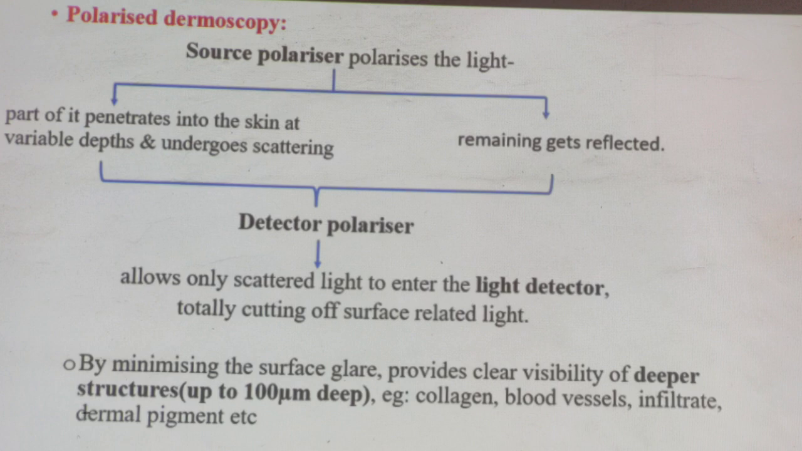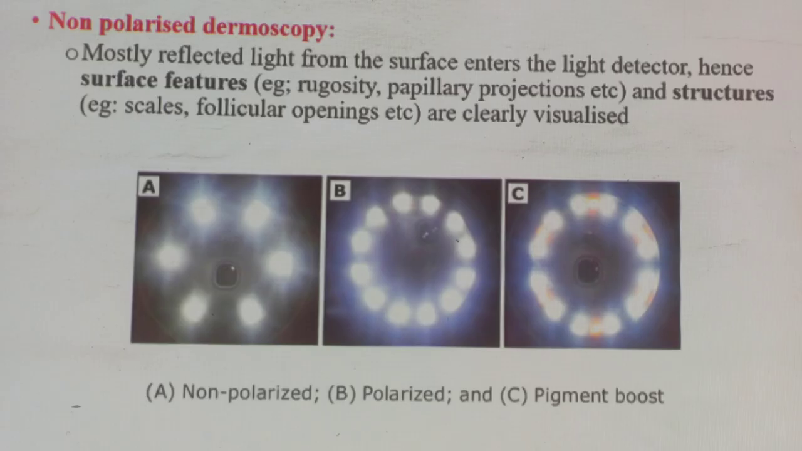Now coming to non-polarized dermoscopy, mostly reflected light from the surface enters the light detector. Hence surface features like rugosity, papillary projections, and structures like scales, follicular openings are clearly visualized. So this is the picture showing non-polarized, polarized and pigment boost of dermoscope.